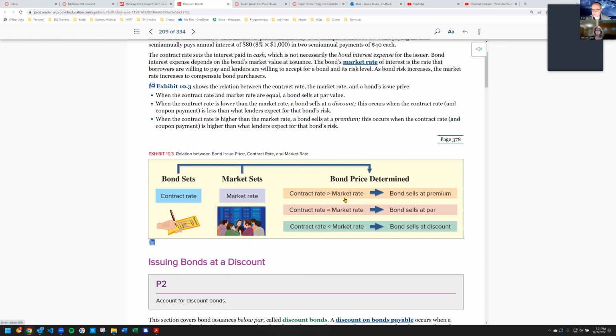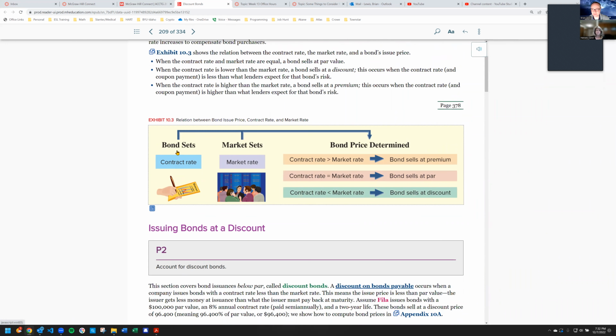Right? So contract rate greater than the market rate, premium. Contract rate lesser than the market rate, then it's at a discount. So these two concepts effectively you need to understand pretty well. Contract and market at the same rate is going to be at par, because there's no difference. The market's not making an adjustment when they purchase it, whomever it happens to be, because there is no adjustment to be made. The contract and the market rate are the same.